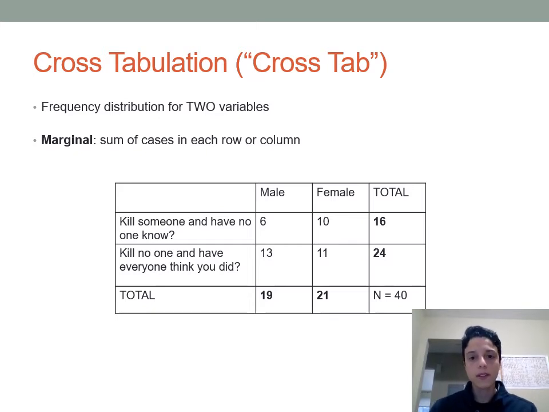So those are your marginals, which again you get by adding up either across the row, so 6 plus 10 is equal to 16 in that first row, or down the column, so 6 plus 13 is equal to 19 in that first column.